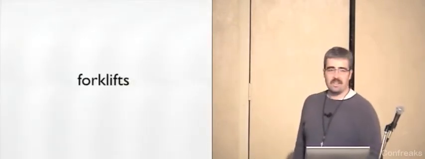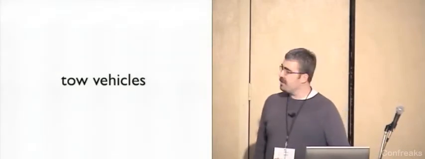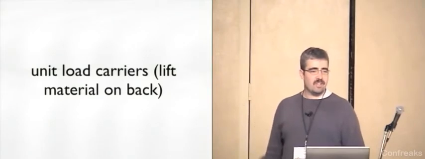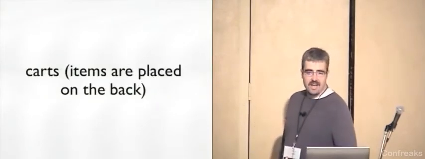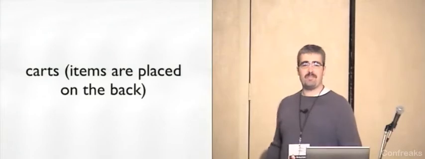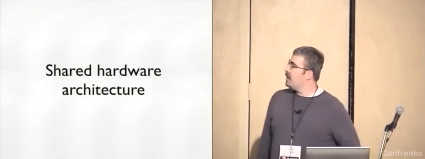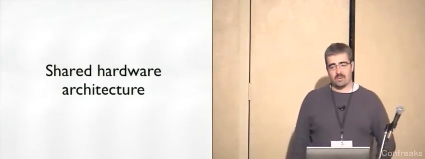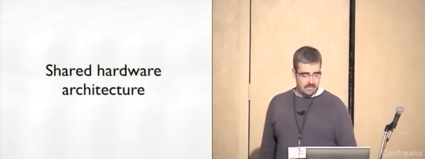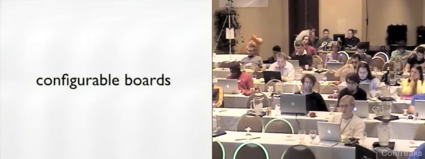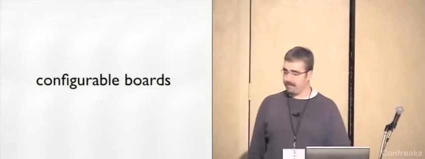And there are other basic types of vehicles. There are automated forklifts, tow vehicles, the unit load carriers, which is what the vehicle on the right was, and just basic carts, which just drive themselves around and have something put on top of them. All of these vehicles that we were working on for this customer had a shared hardware architecture. So basically what it meant is that there were a set of configurable boards for each vehicle that were shared among them.